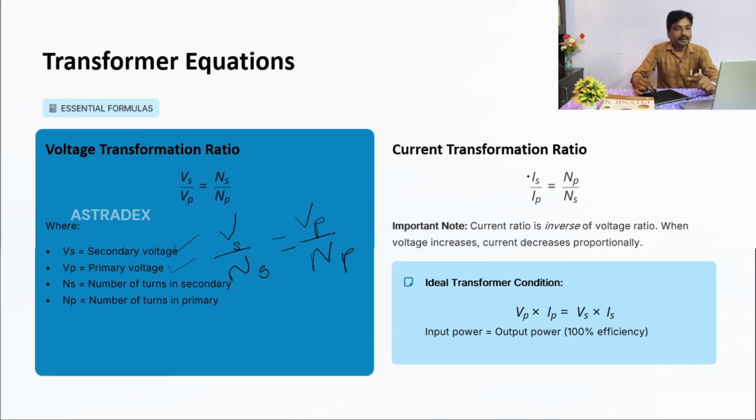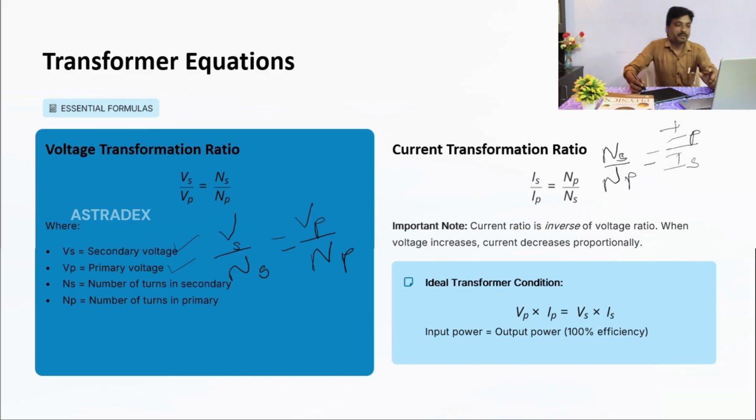Next one is current transformer ratio. Usually the current transformer ratio formula is given here. Is by Ip is equal to Np by Ns, or Ns by Np, Ns by Np will be equal to Ip by Is. So in this area only many students will make mistakes. Vs by Vp is equal to Ns by Np is equal to Ip by Is. Instead of Ip by Is, most of them will write Is by Ip. So this is where they make the mistake.